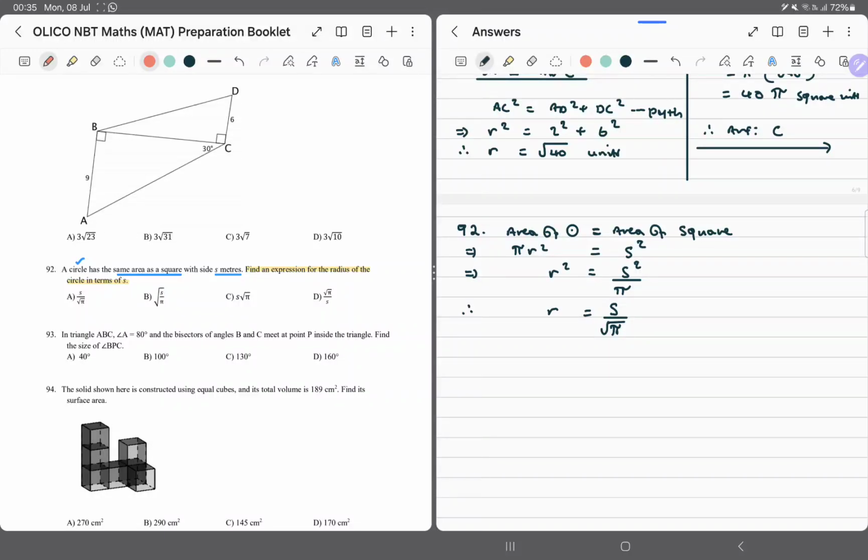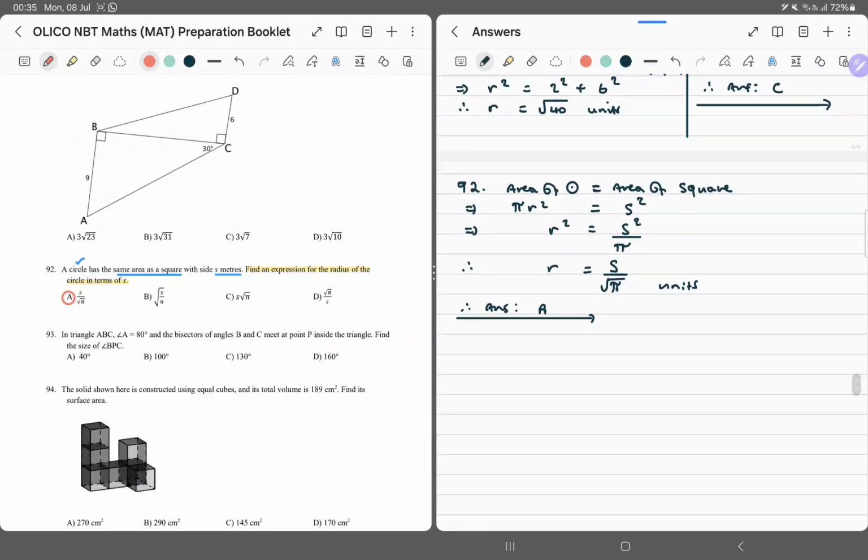Remember, since we are not using the calculator, we cannot and should not have decimals here. So the best answer here becomes A. So this one was a simple question. I mean, one can even include units. So we can write here that the answer here is option A. Right, easy question. Easy question.